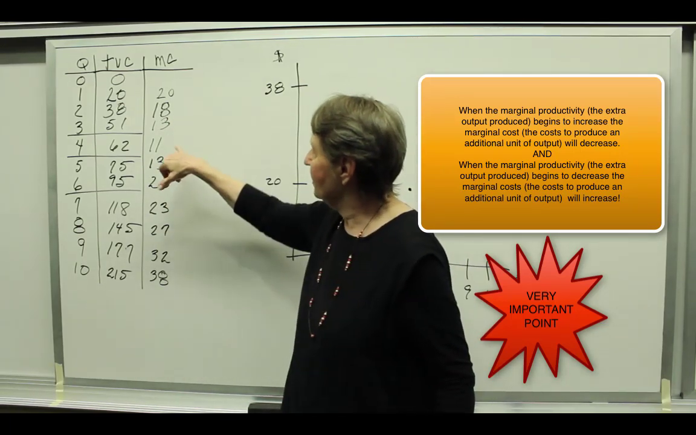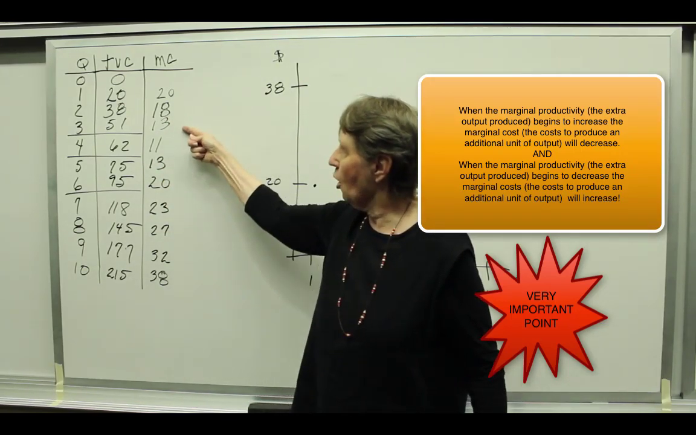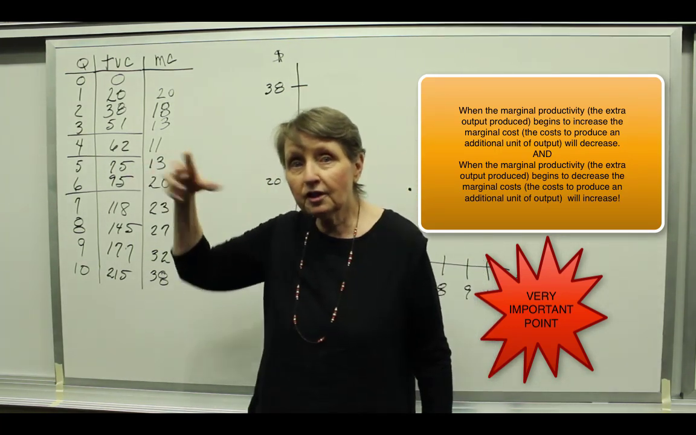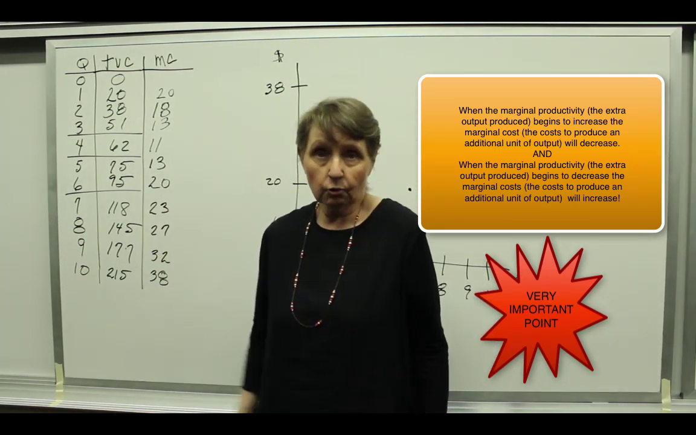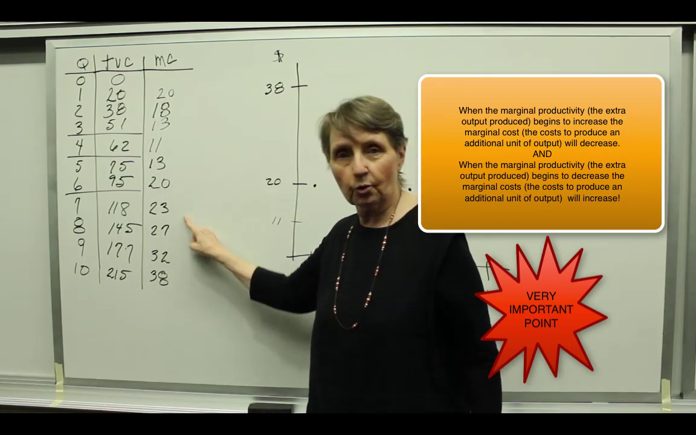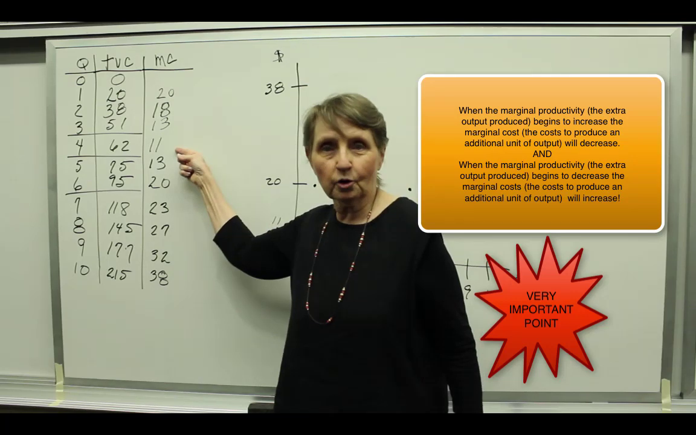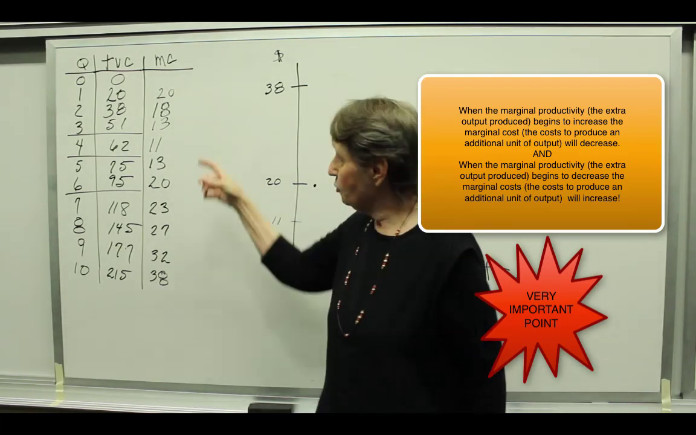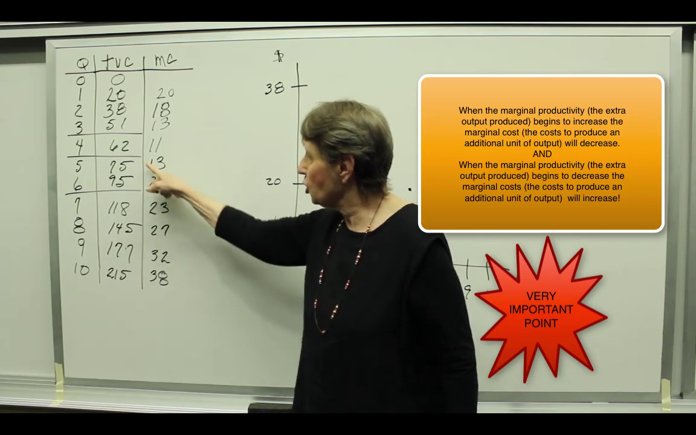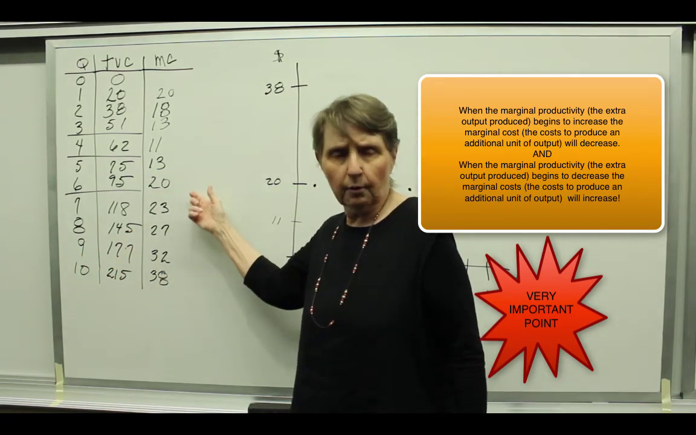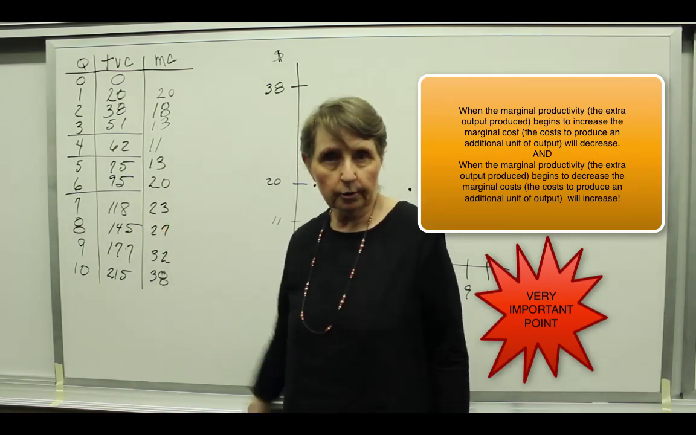And that's what's happening here. When marginal costs are decreasing, that means the marginal productivity of the variable inputs is increasing. Once marginal costs start to increase, then diminishing marginal productivity has set in. It's not a bad thing. It just means that additional inputs yield positive amounts of output, but in smaller and smaller increments.